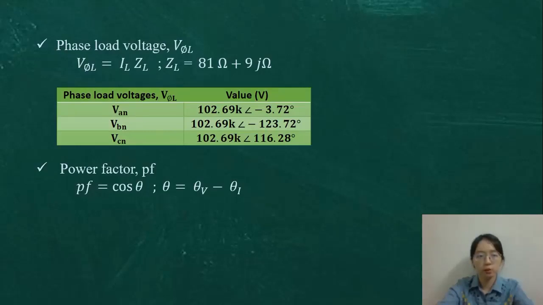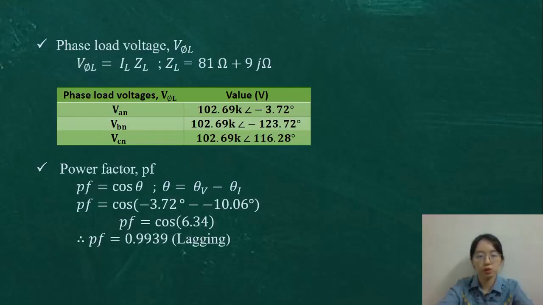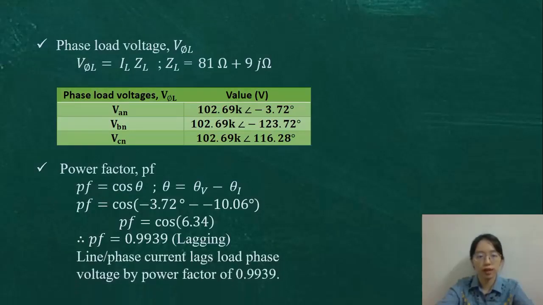The next one is the power factor, equal to cos theta, where theta is the difference of the phase angle of voltage and current. And we get 0.9939 lagging as it has an inductive load. We can say that the line current lags the load phase voltage by a power factor of 0.9939.